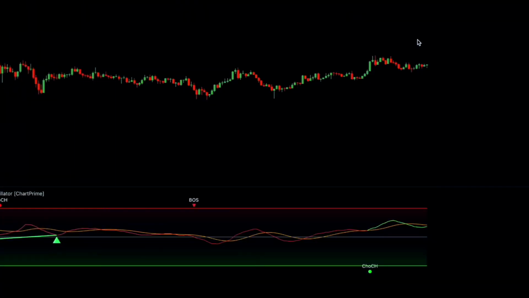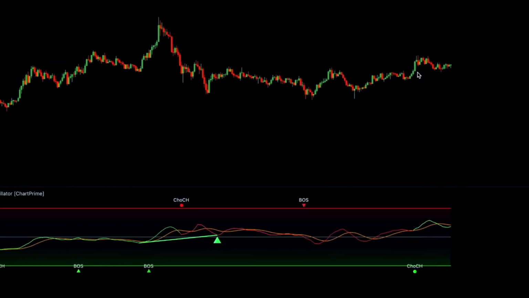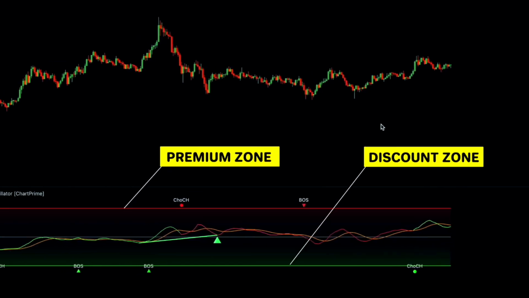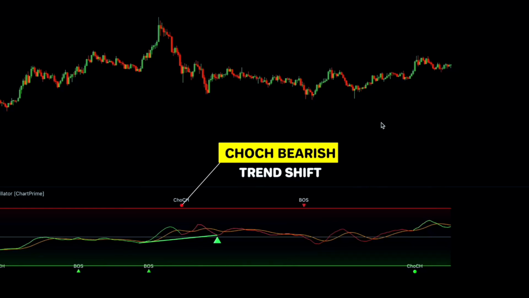The Smart Money Oscillator by Chart Prime is a sophisticated tool that combines price action analysis with smart money concepts. Essentially, it tracks premium and discount zones, allowing you to see when the market is overbought or oversold. It's more refined than traditional oscillators like the RSI or stochastic, and it comes with built-in break of structure (BOS) and change of character (CHoCH) markers.